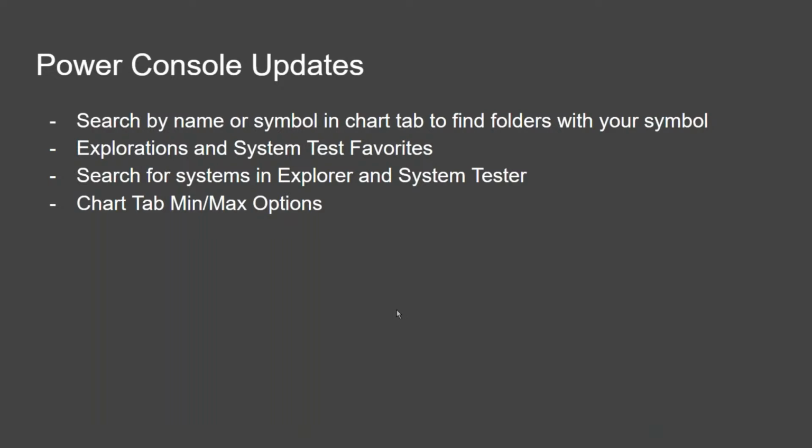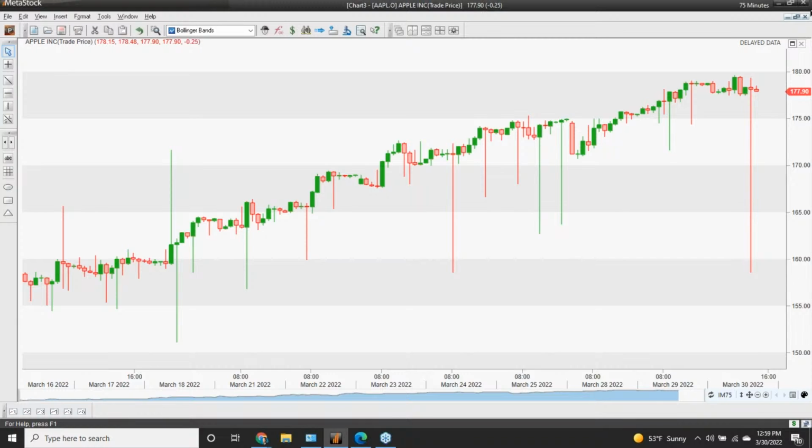The next thing is Power Console. And let's make sure we don't have any questions. Nope, so we'll keep going here. In the Power Console, we've updated the search function to search for things, made it a lot easier. I'll jump right into MetaStock and just show you. We close this chart.